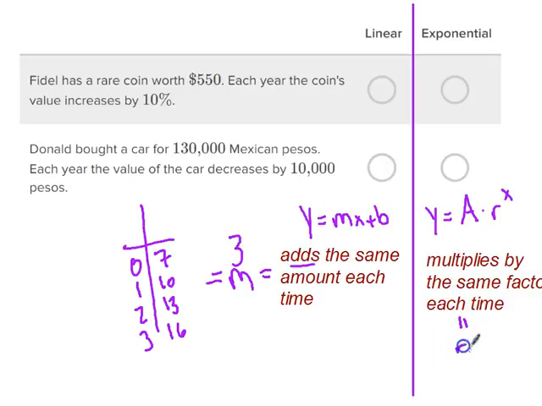And then this function multiplies by the same factor each time. The factor is r. And so just the same way, if r was 3, that would mean you multiply times 3 every time. So if you started with 7, it would go 21, that's times 3, 63, that's times 3, and so on. So linear functions add the same amount each time, and exponential functions multiply by the same amount each time.